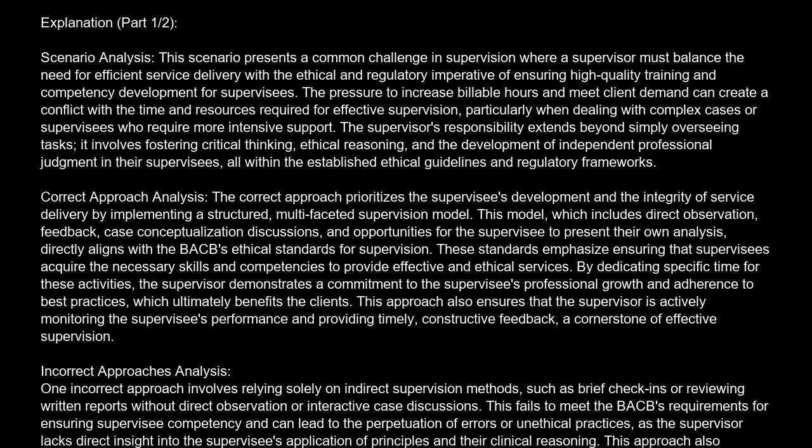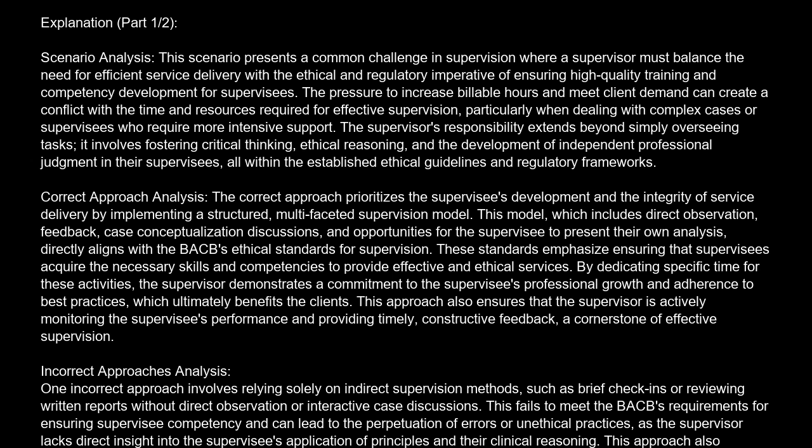The pressure to increase billable hours and meet client demand can create a conflict with the time and resources required for effective supervision, particularly when dealing with complex cases or supervisees who require more intensive support. The supervisor's responsibility extends beyond simply overseeing tasks. It involves fostering critical thinking, ethical reasoning, and the development of independent professional judgment in their supervisees, all within the established ethical guidelines and regulatory frameworks.